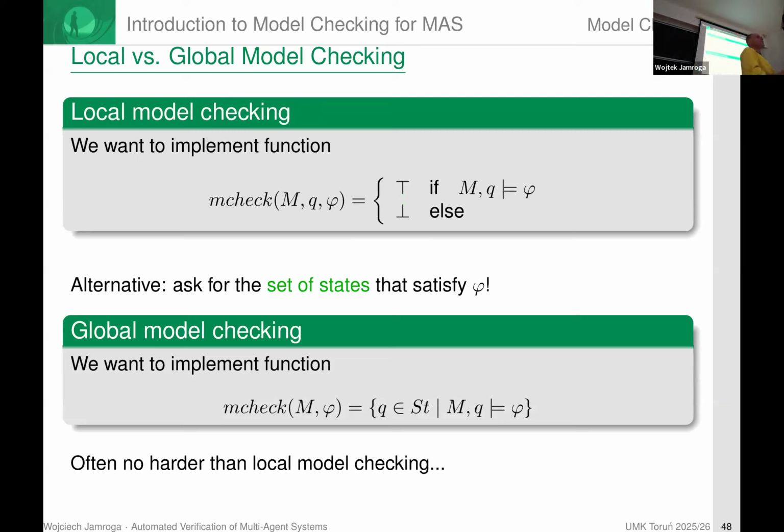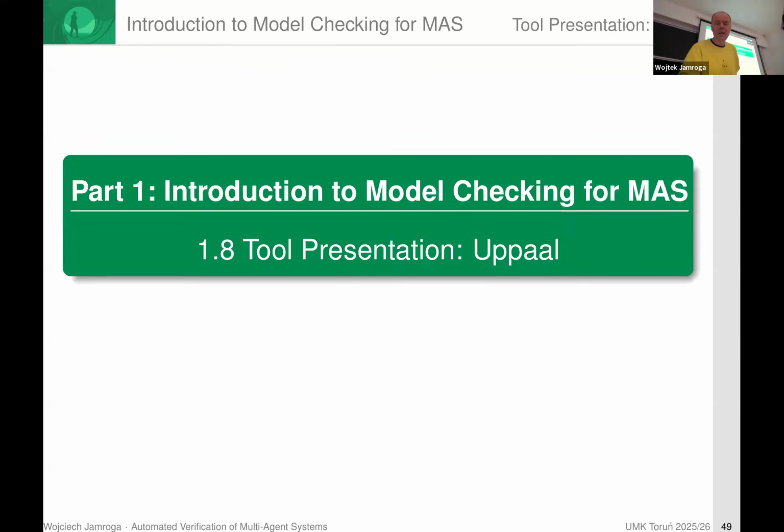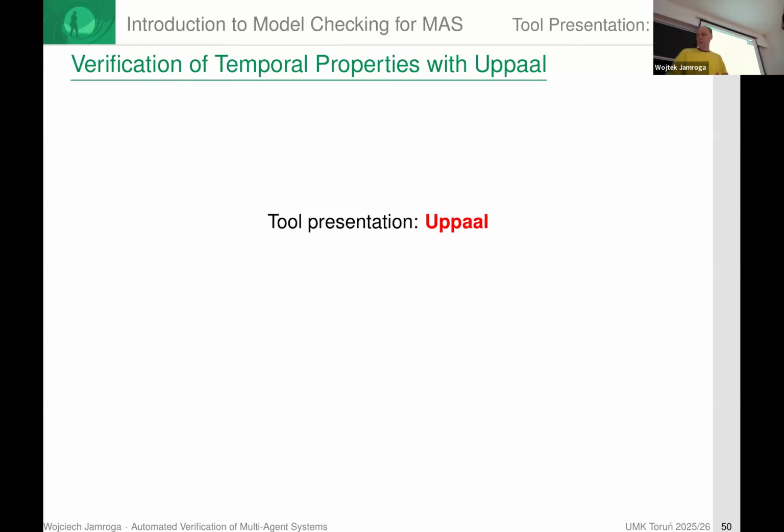it's often no harder. In fact, many algorithms for local model checking first do global model checking and then check whether Q is in the set which is returned by the algorithm. Okay, so that's the idea of the decision problem.